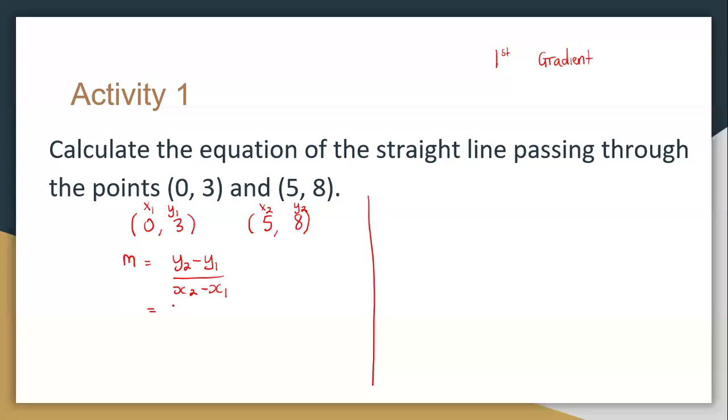So we substitute. That is 8 minus 3 divided by 5 minus 0. So it's 5 out of 5, which is 1.